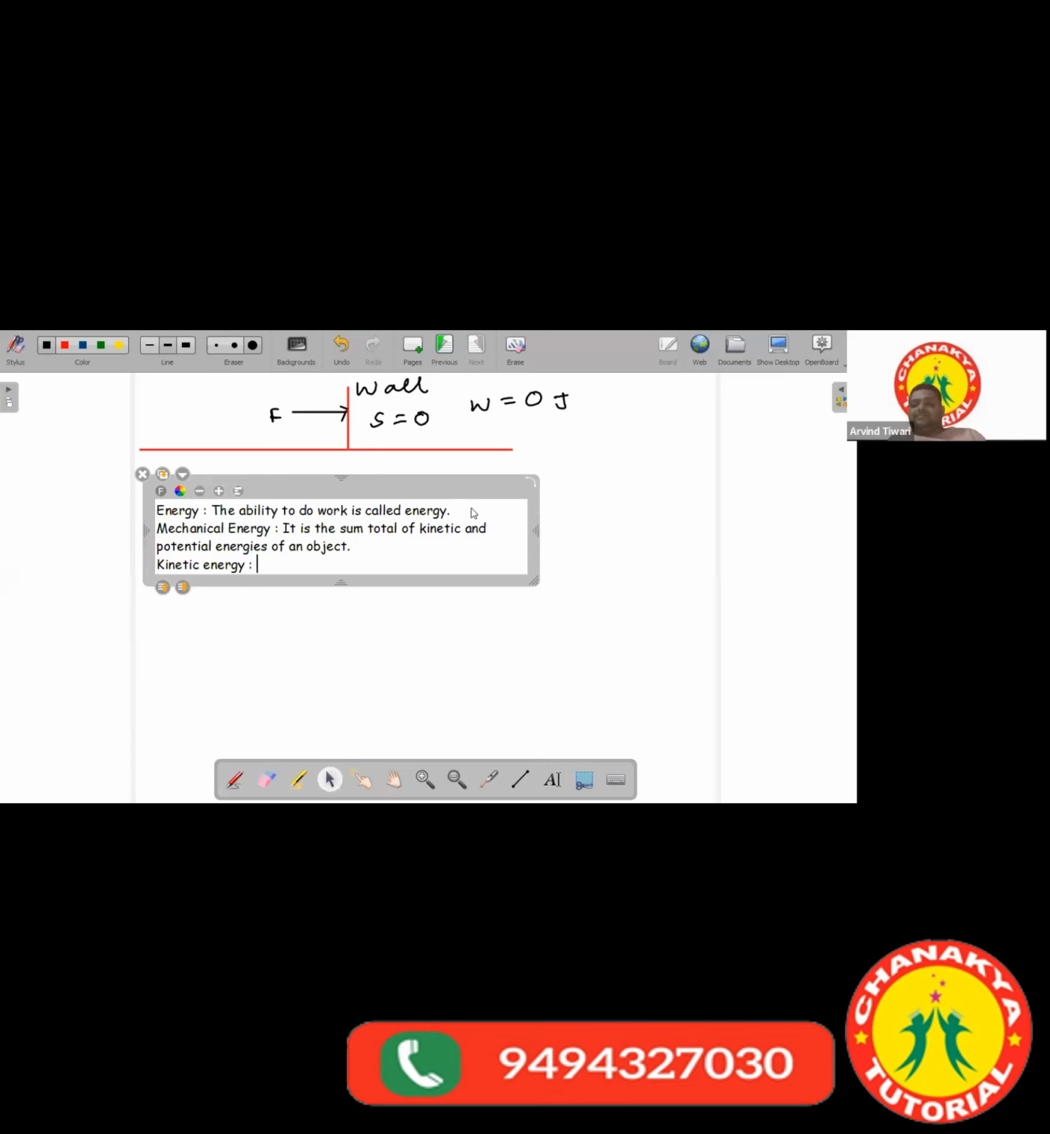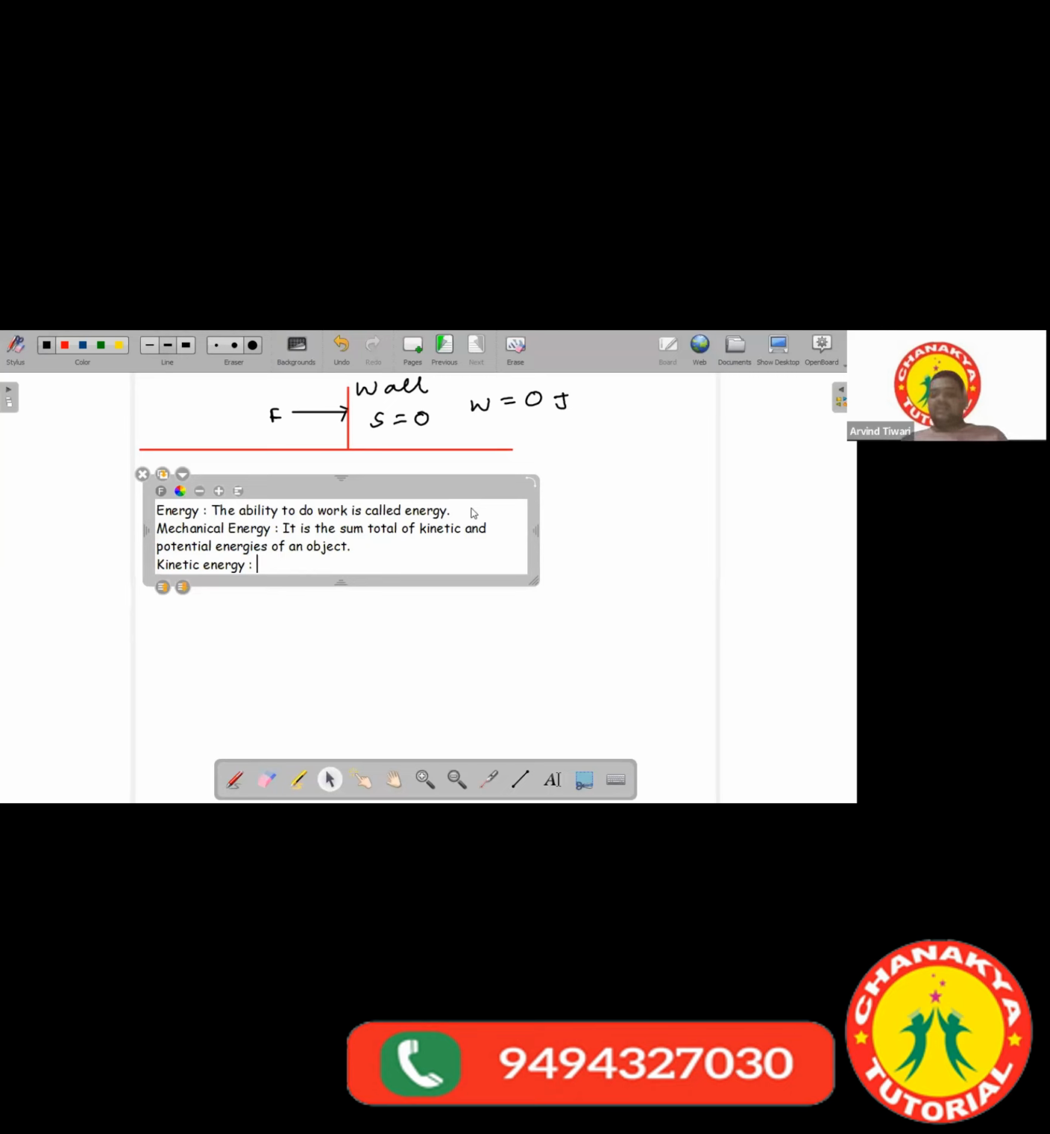In a similar way, consider a moving train hitting a truck. Can I say that the moving train has some energy? Yes, the moving train has some energy, and hence it is able to do some work. It is able to displace the truck from its position to somewhere else. So the moving train has kinetic energy. All the moving objects have the ability to do work, which we call kinetic energy.